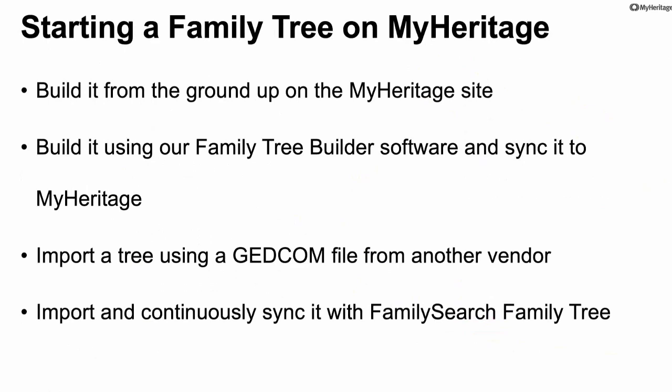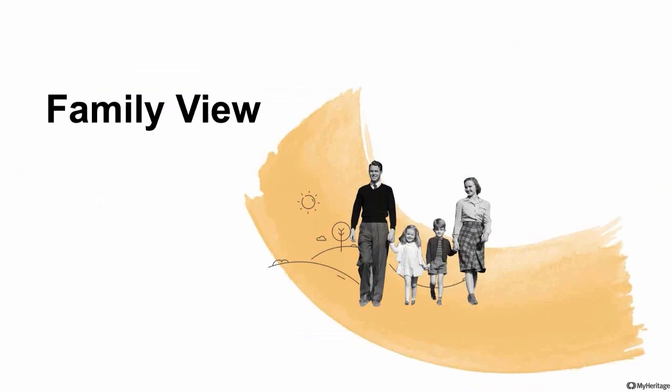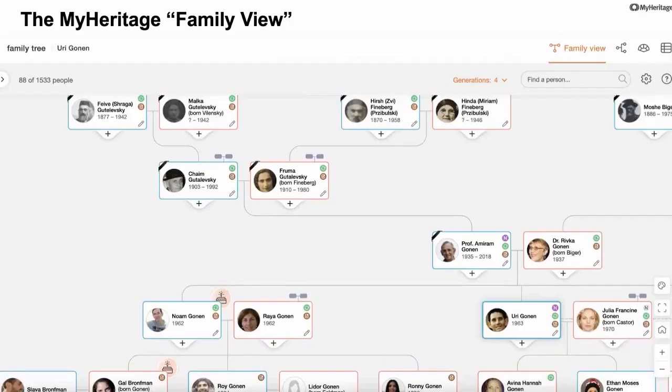That allows you to export it, and then you can import it and continue working with it on MyHeritage. We also have a nice ability to synchronize a portion of your family search tree if you are there, and bring it to MyHeritage, allow you to do work there as well and synchronize it back and forth. So these are the main ways of how you would start and build and collaborate with your family tree on MyHeritage. So let's talk about the family tree and the family view of the family tree first.